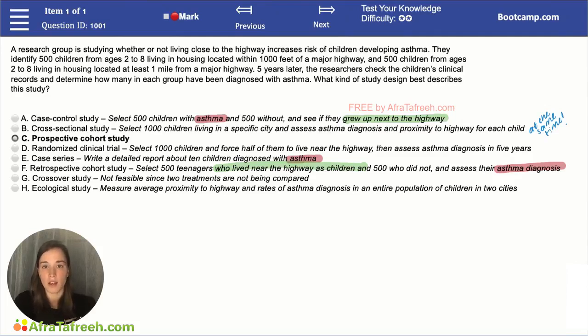For an ecological study, we need to look at population level data and not individual level data. So instead of recruiting specific participants, we would simply look at the average proximity of housing to the highway and the rates of overall asthma diagnosis in an entire city. And then we could compare, say, two different cities and see if the city where housing is on average closer to the highway also has children who are more often diagnosed with asthma. And this brings us to the end of our chapter on research study designs.